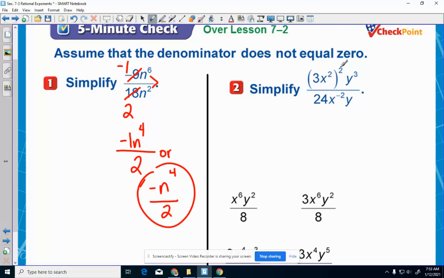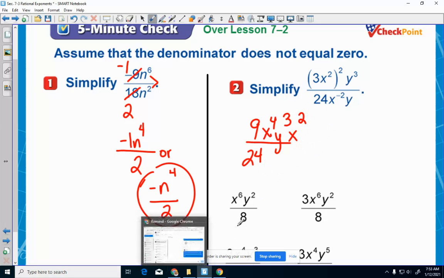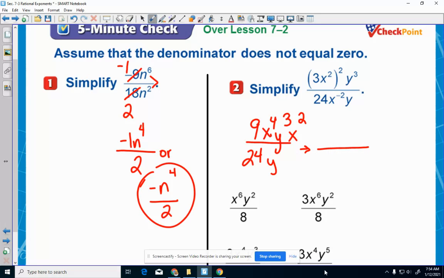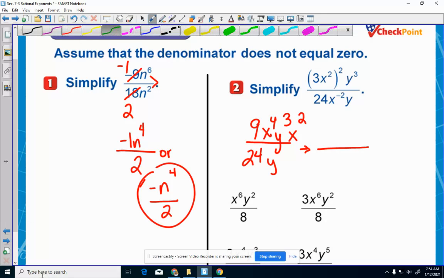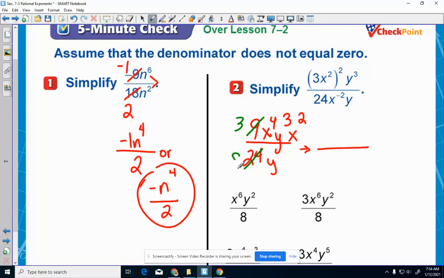That would be your most simplified answer there. As you're looking at the second one here, you have a power outside of the set of parentheses. That'd be the first thing I do. So apply the 3 squared would be 9, x to the 4th, y to the 3rd. On the bottom, I have a 24. That x to the -2nd, I'm going to move to the top because it's negative, and a y to the 1st in the bottom. I like to think about a division or a fraction there as I'm working along. In this case, I'm trying to reduce the 9 and the 24. Looks like I can take a 3 out of both of these, leaving me with a 3 and an 8.